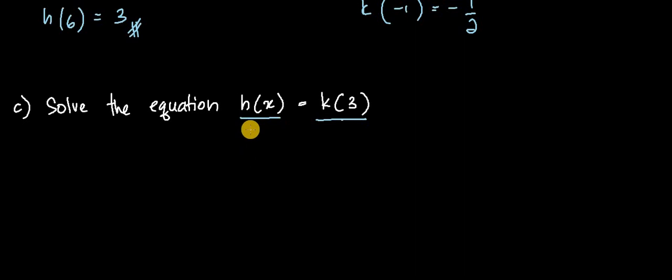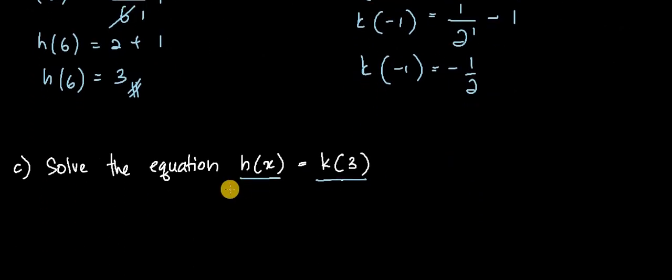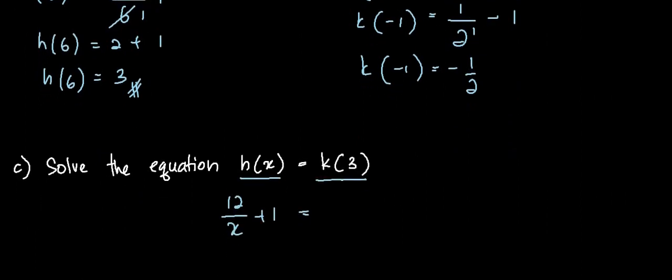Now I know what my h(x) is here. h(x) is 12 over x plus 1. So I already know h(x), which is 12 over x plus 1 equals to, I don't know what k(3) is, but I know k(x). So let me just find k(3) first.